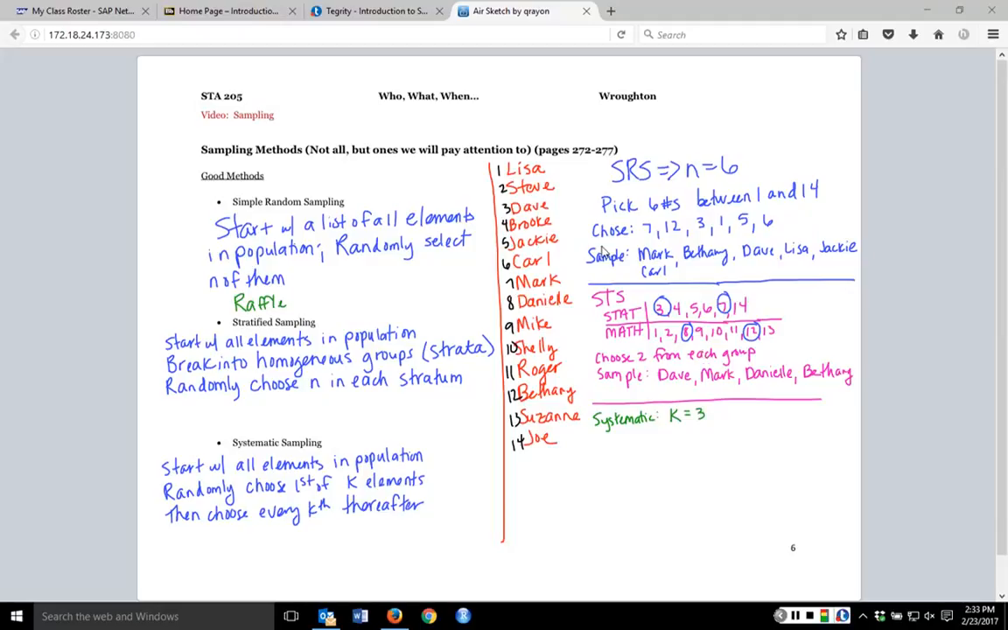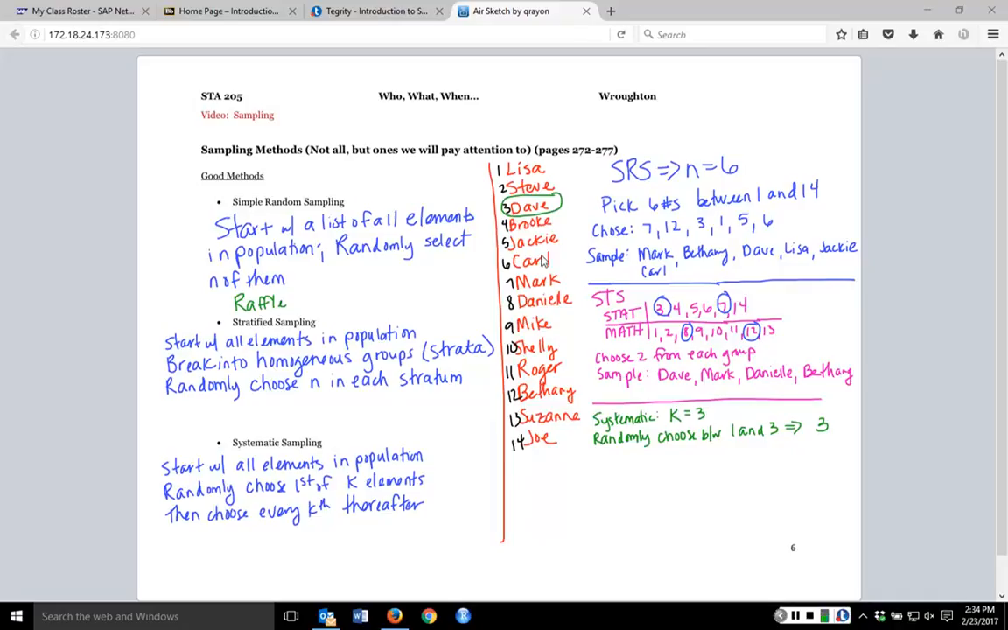So the first thing I've got to do is look at my first 3 people, and I need to figure out which of those 3 people is going to be the first person I sample. And I'm going to randomly choose that. So I'm going to randomly choose a number between 1 and 3. When I did that, I got the number 3. So then I can go here. So my first element I'm going to sample is Dave. So I'm going to get every 3rd.